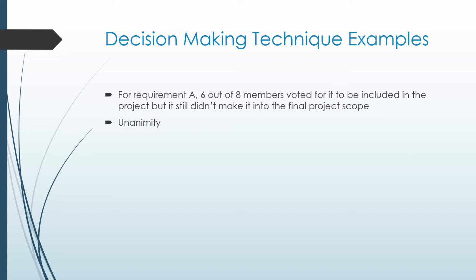Unanimity decision making technique is when you need 100% of the members of the group to agree to a certain thing for it to be included in the final work or a requirement to be included in the final project scope.